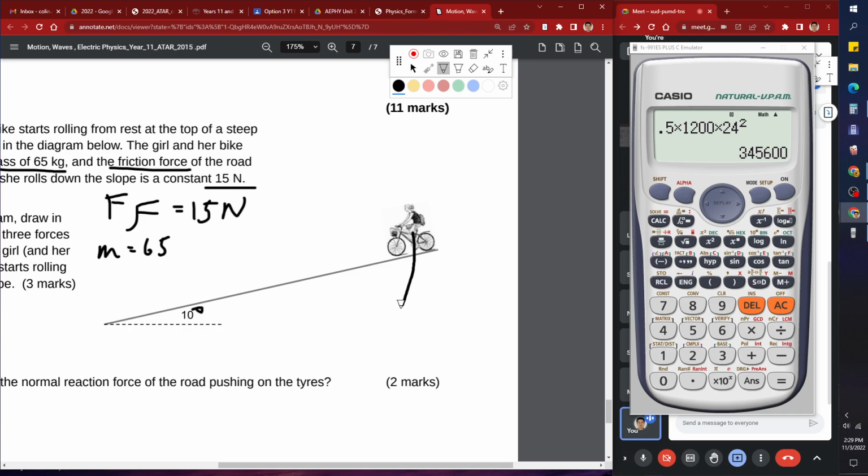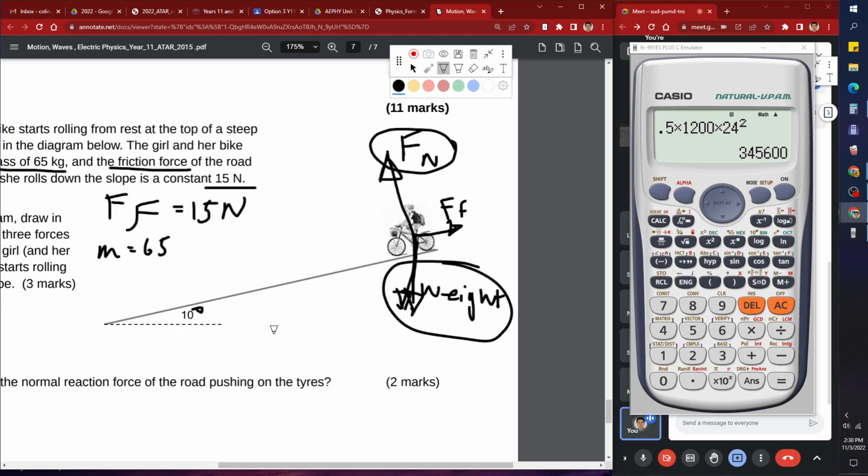Well, she's got a weight force. You can say weight, you can say FG, you can say whatever you like. This is the normal force, Fn, or you can say normal, or normal reaction. Please use a ruler and draw a straight line. That's not straight. And then the friction force is going to be that way. Those are the three real ones. However, even though there's a friction force here, these two actually have a net force.